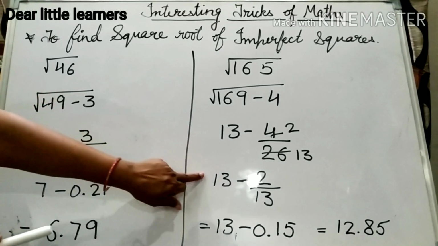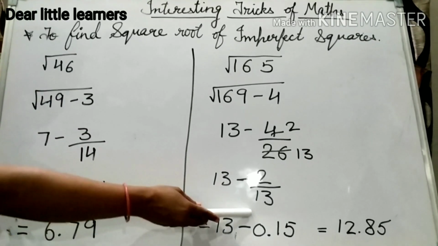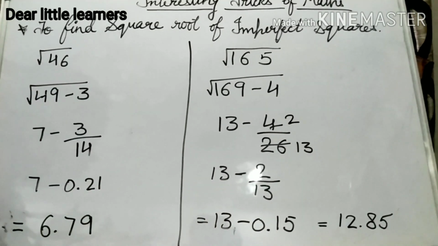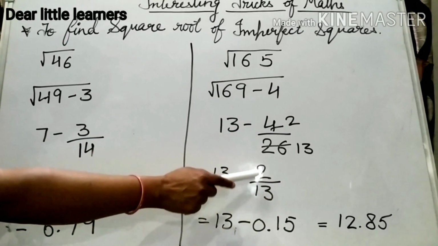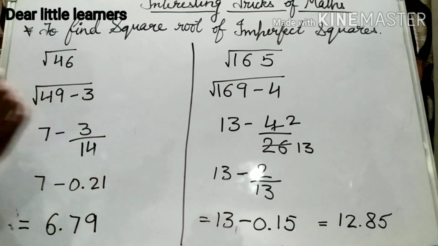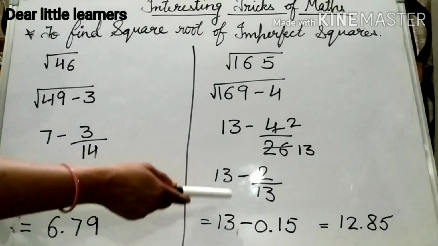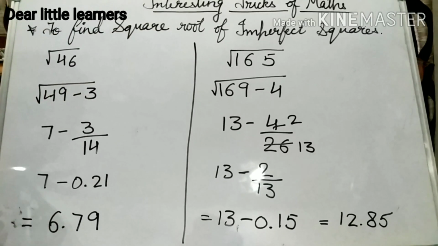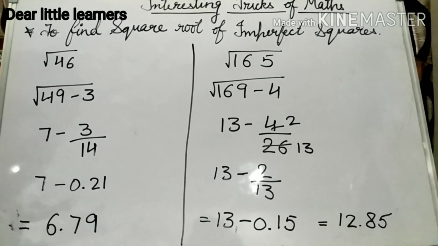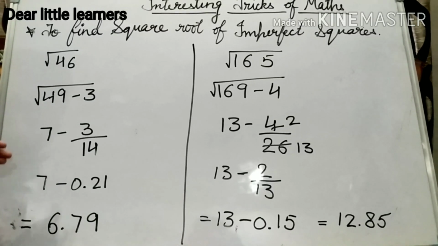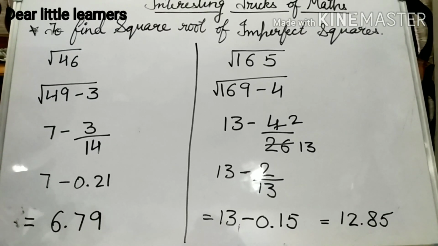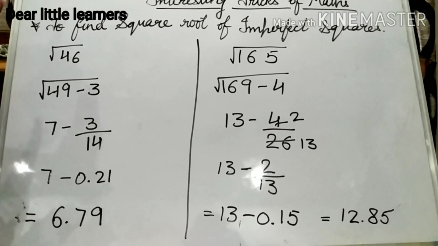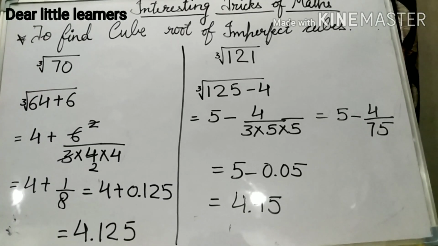We will cancel it. Now we have got 13 minus 2 upon 13, and we have to find the answer in decimals now. So 13 minus 0.15, we have got after dividing 2 by 13. Now when we subtract it, the answer is 12.85, which is the square root of 165. So children, without doing so much effort, this is a very simple method to find out the square root of imperfect squares.